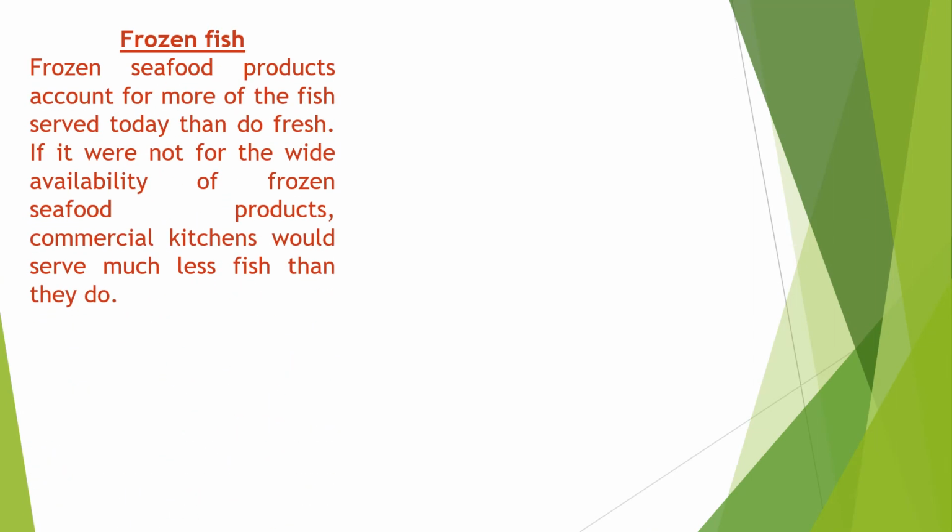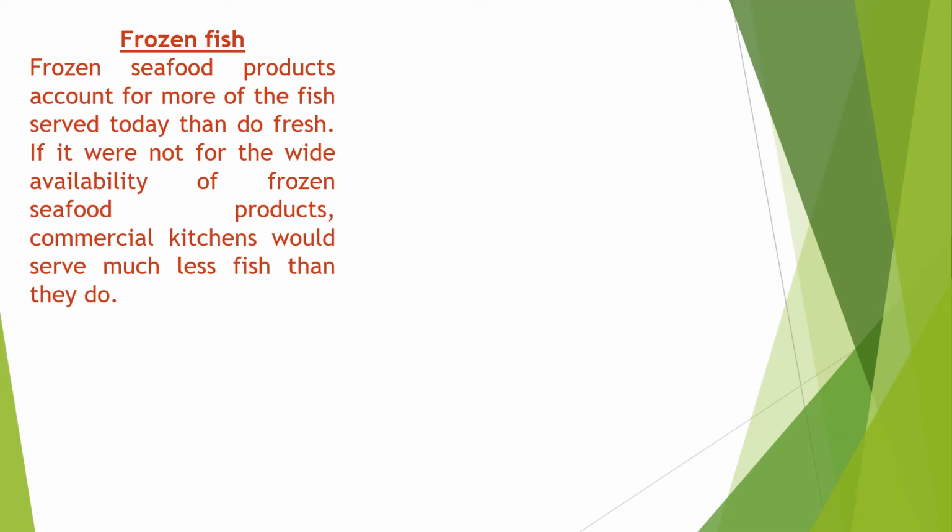Alright, so the next item is frozen fish. Frozen seafood products account for more of the fish served today than do fresh. So a lot of frozen fish are served nowadays. If it were not for the wide availability of frozen seafood products, commercial kitchens would serve much less fish than they do.